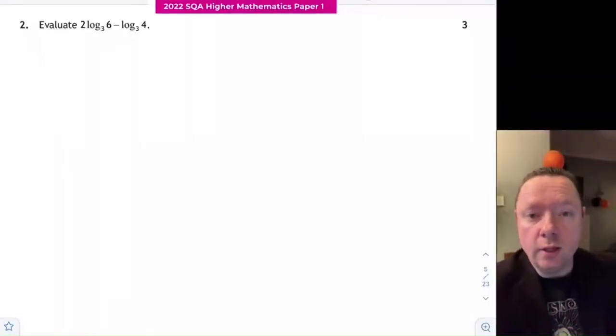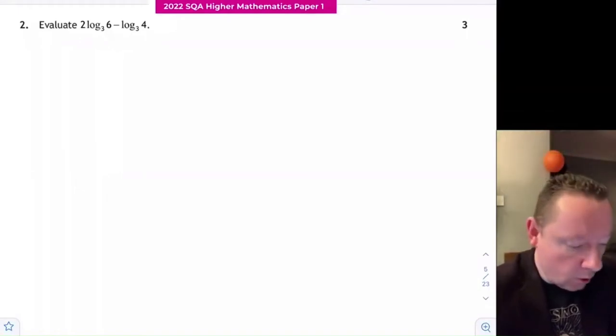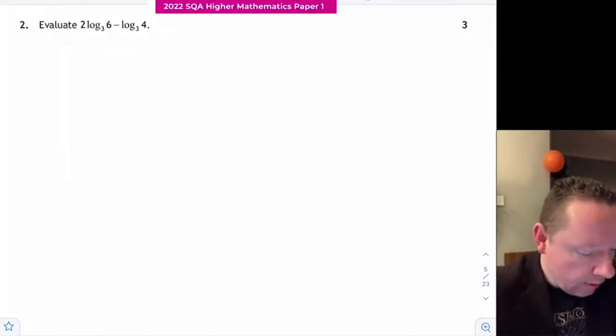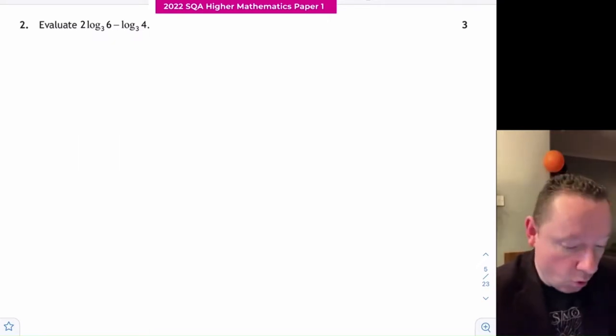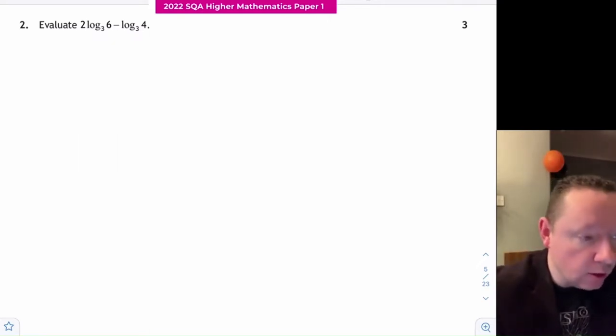SQA Higher Maths 2022 Paper 1 Question 2. Evaluate 2 log base 3 of 6 minus log base 3 of 4. So it's just a 3 mark question, this one.